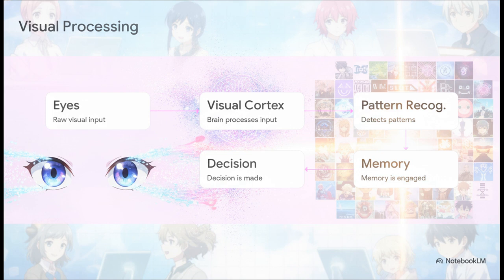It's literally a flash. When you look at a screen, this highly complex chain reaction happens instantly. Your eyes take in the raw input, the visual cortex processes it, you hit pattern recognition, memory is engaged, and bam, a decision is made. The really fascinating part here is that your brain detects patterns long before it actually reads any specific details, labels, or text. Your brain is just this highly tuned pattern recognition machine. So the faster a visualization can trigger that pattern recognition, the more successful it's going to be.